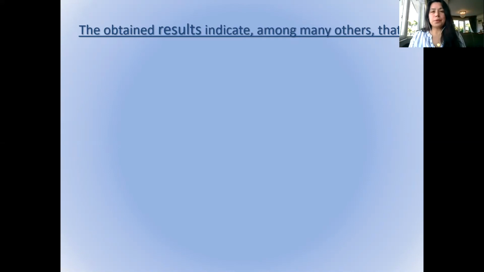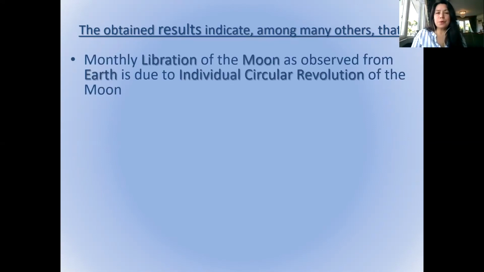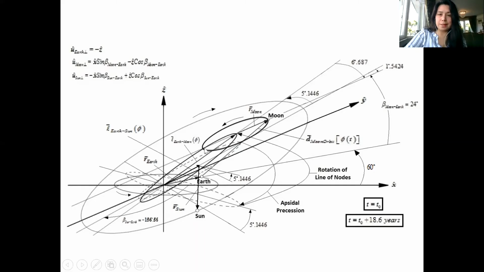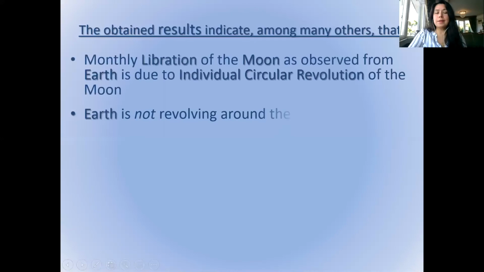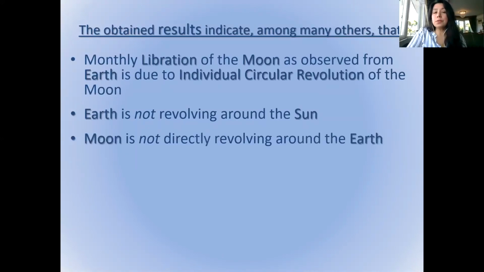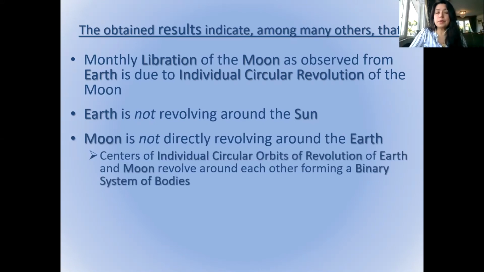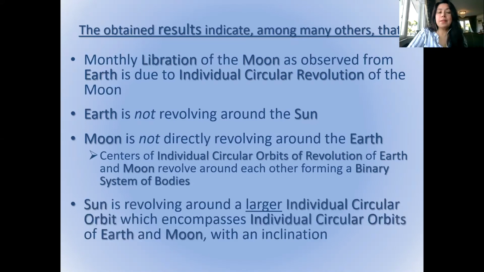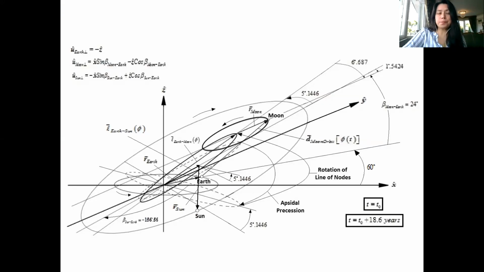So along the way, in my research analysis, I have obtained many results, but among the most significant ones is that the monthly libration of the Moon as observed from Earth is due to the individual circular revolution of the Moon, with the one we have described here as this one. And the Earth is not revolving around the Sun, in fact, and the Moon is not directly revolving around the Earth, but their centers of individual circular orbits of revolution revolve around each other, forming a binary system of bodies like that. And the Sun is revolving around a larger individual circular orbit, which encompasses that of the Earth and the Moon with an inclination. So the Earth's and Moon's center of revolutions revolve around each other as a binary system, and the Sun's individual circular orbit of revolution is much larger, encompassing these two orbits.